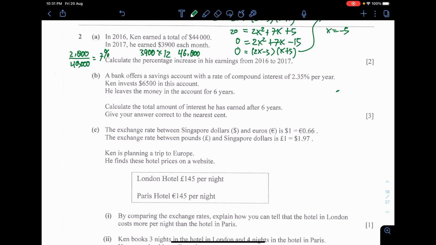Bank offers a savings account with a rate of compound interest of 2.35% per year. Ken invest 6,500 in this account. He leave the money for 6 years. Find out the total amount of interest he earns. Okay, the formula is A equals to P bracket 1 plus by 2.35% close bracket power of n. This is compounded per year. Okay, so 6 years total, compound 6 times, you power it by 6. Alright, then this is just a matter of pressing calculator.